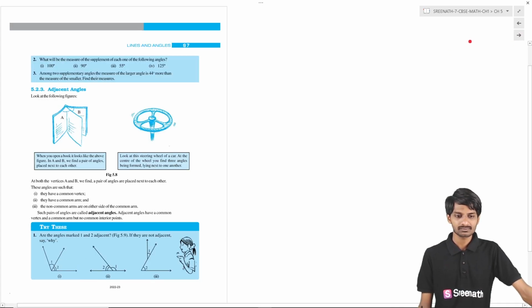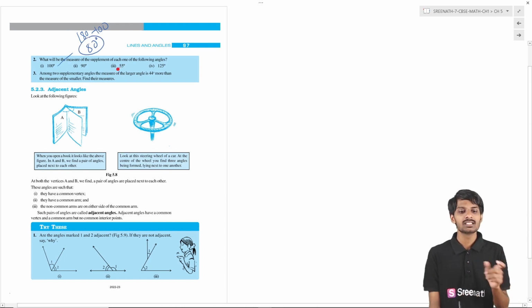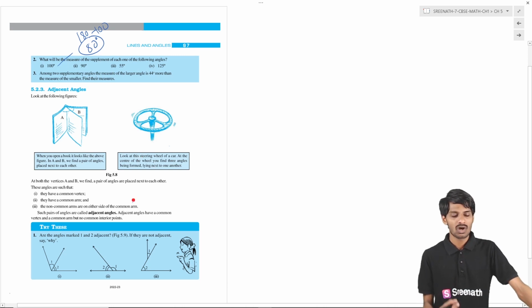Next thing. What will be the measure of the supplement of each of the following? What is the supplement angle for 100 degrees, students? Obviously, as I told you, subtract this value from 180. So 180 minus 100 will give us 80 degrees. So this is the answer. In this way, you have to subtract every angle from 180. That's it, students. Now we are coming to adjacent angles. So what are adjacent angles, students?